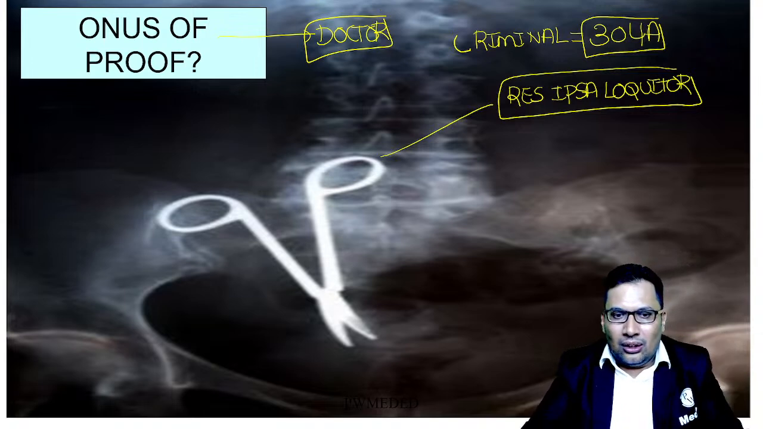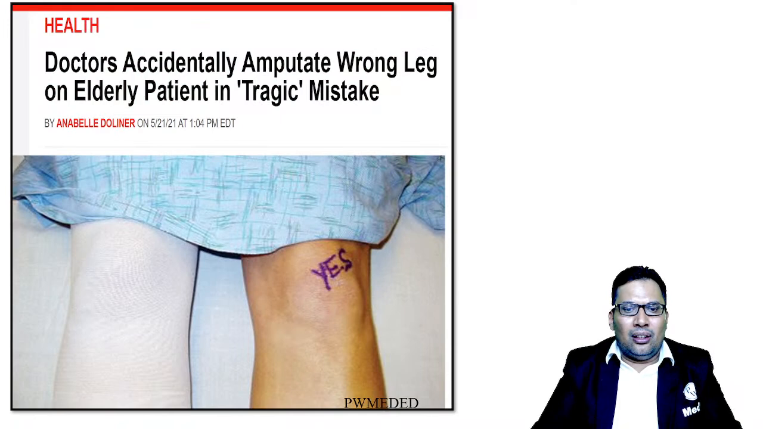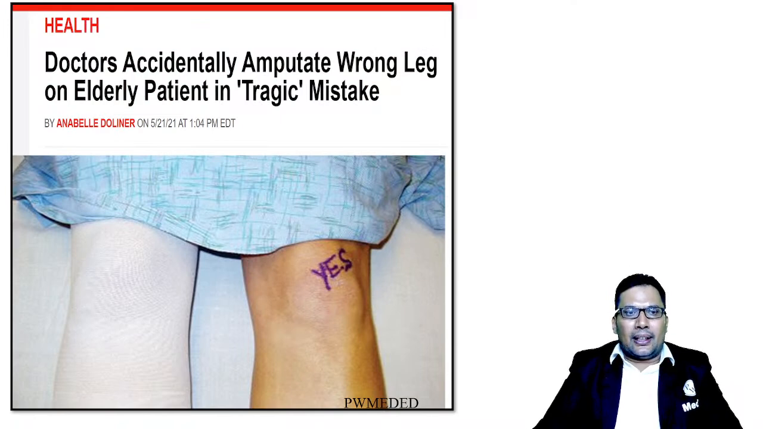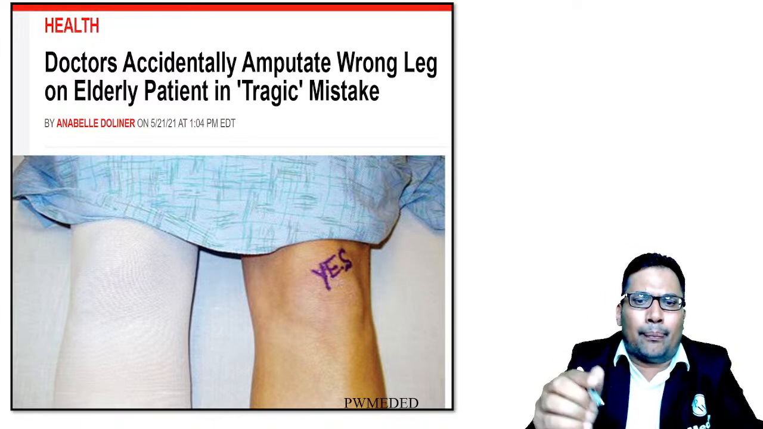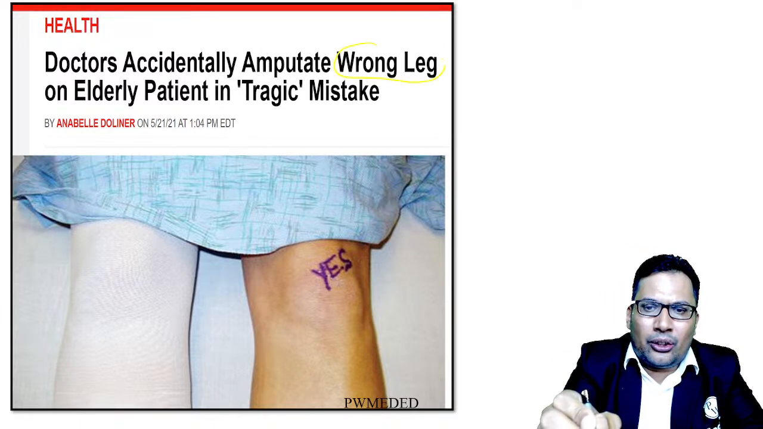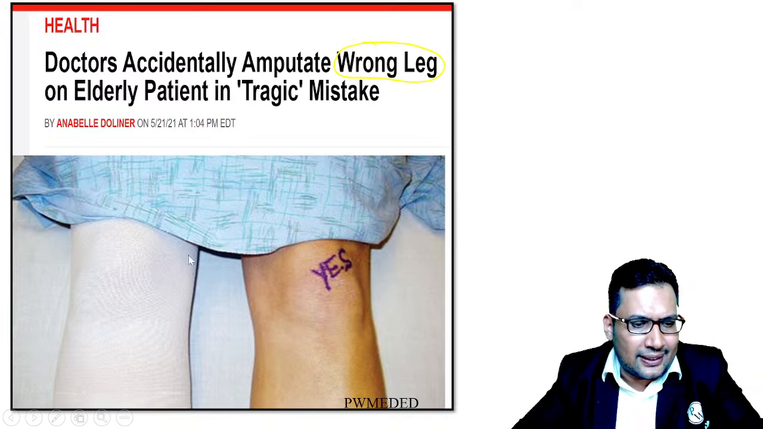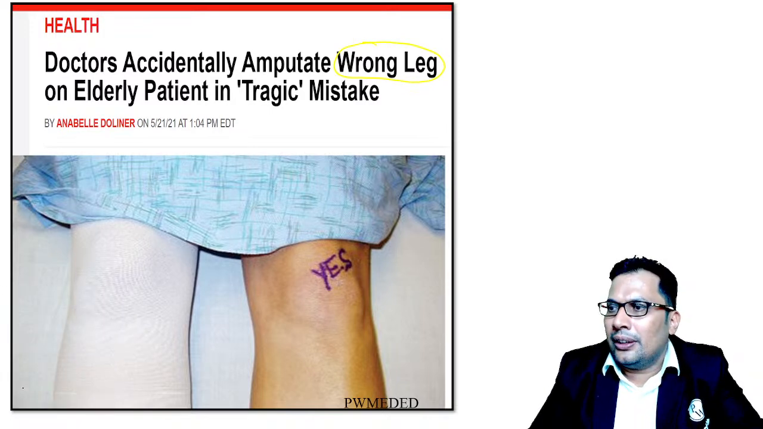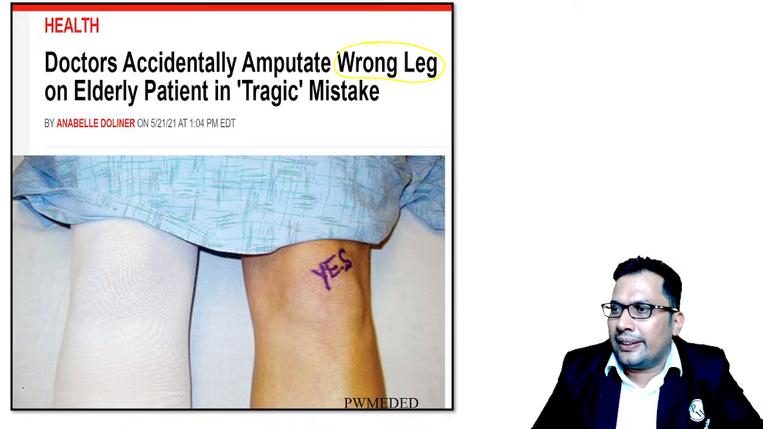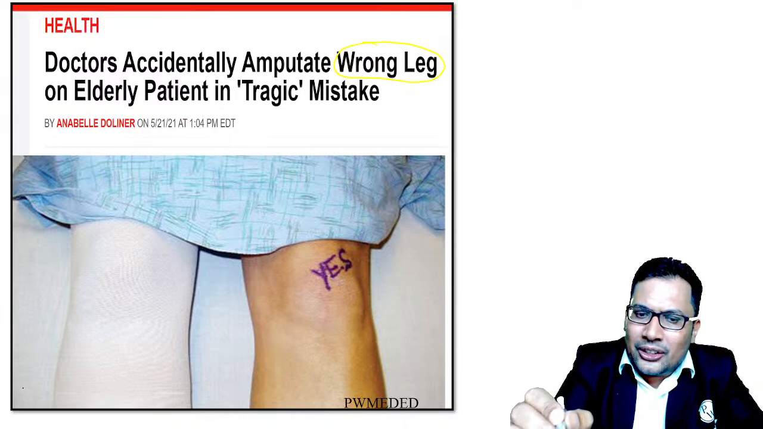Very good. Next, look at this, all of you. Newspaper headline: doctor accidentally amputates wrong limb. Now my question is, what type of negligence is this? Can you guess, all of you? Yes, Neelam Bhatia, yes. So this must again be criminal negligence.